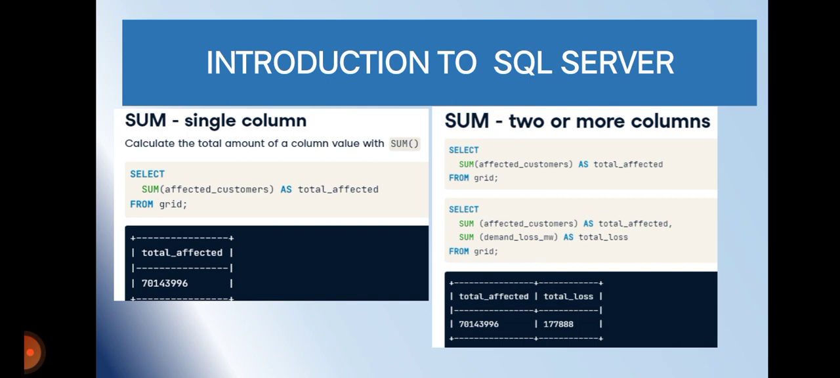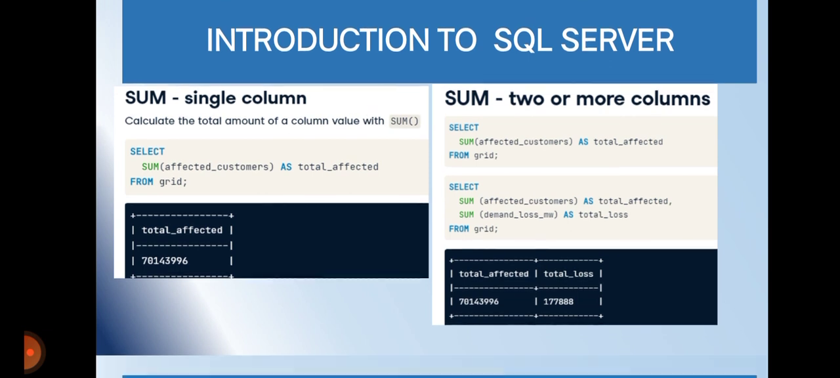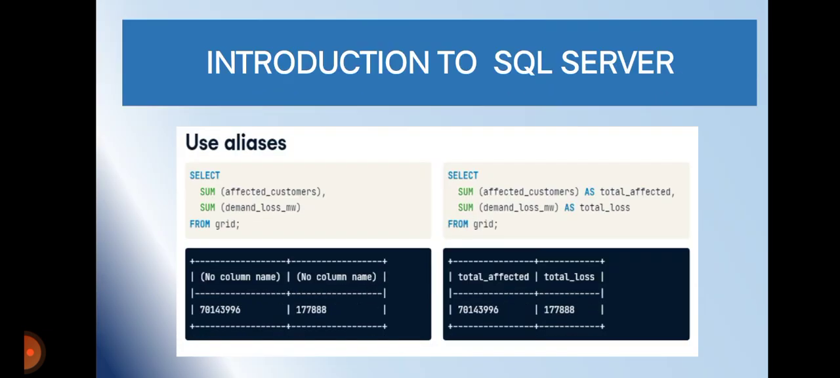In the second example, firstly we have SELECT SUM affected customer AS total affected FROM grid. We have just the sum of one column, but in the second example we can see that we have SELECT SUM affected customer AS total affected, and then SUM demand loss AS total loss. These are two columns that we have summed up. In this way we can easily sum up two or more columns.